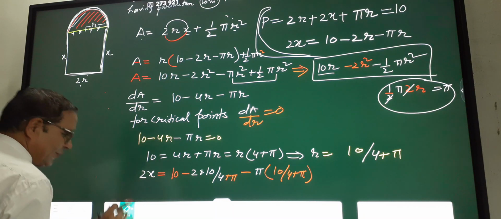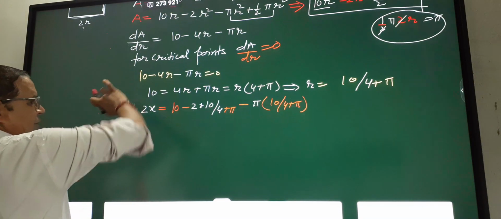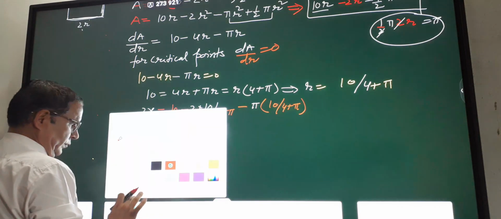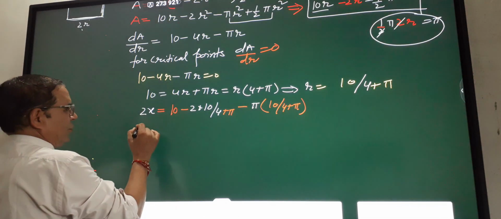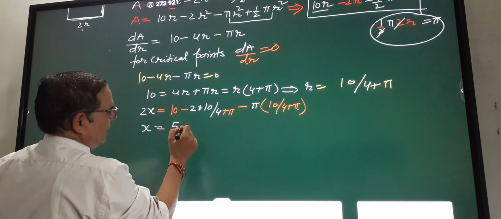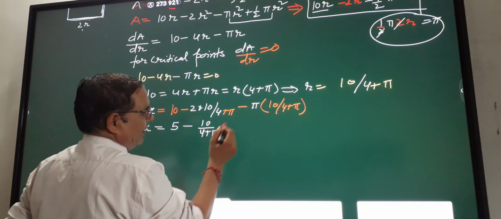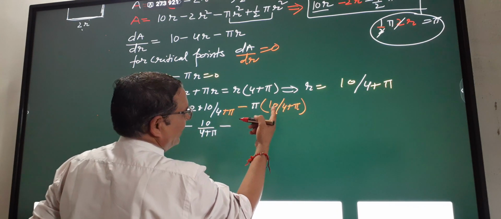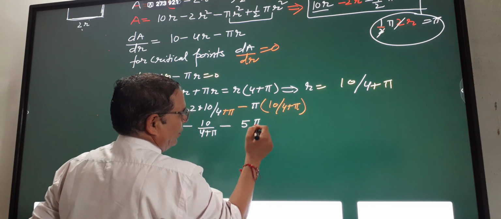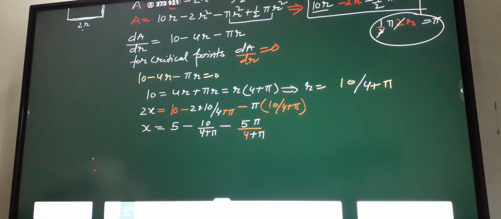And we need x. So x equal to this, it will be 5. The 2 will cancel, minus 2 will cancel, 10 upon 4 plus pi only. And minus 2 will be multiplied with this one, so it will be 5 pi upon 4 plus pi. Is that right? So this is the value of x.